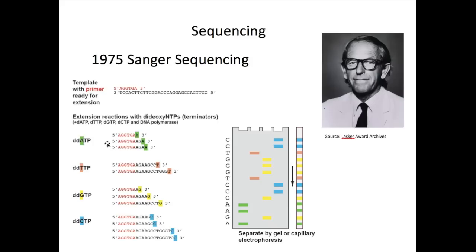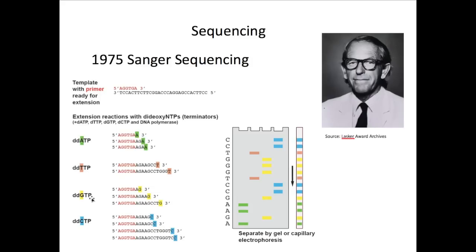If you then allow this extension reaction to happen in each of those separate tubes, what you get is, in this tube, the strands are all going to end at an A base position. So they go until one of these dideoxy ATPs is incorporated, then it stops. And similarly with T, G, C.